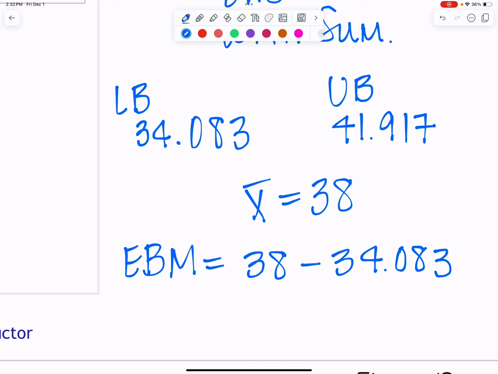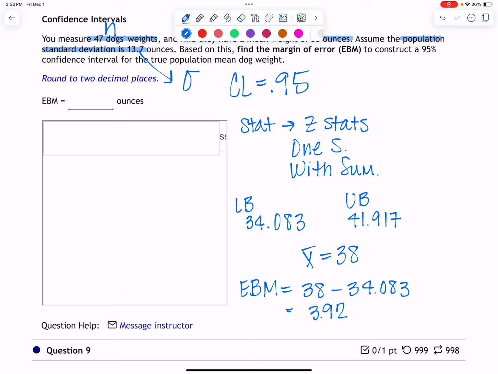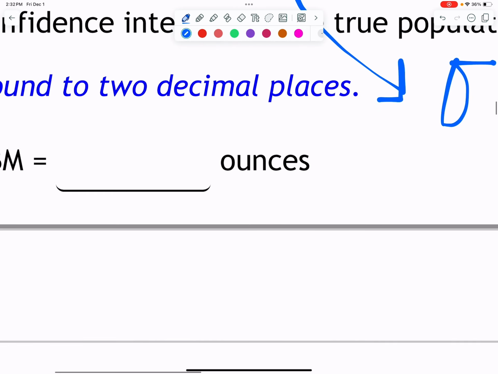(38) minus 34.08. So we should have an EBM of 3.92 ounces.